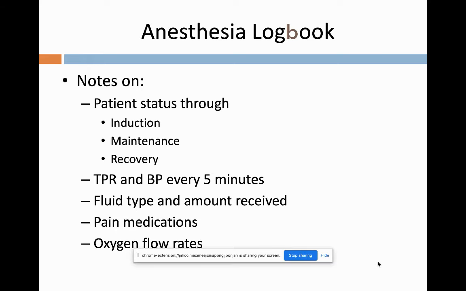And the anesthesia logbook is going to keep information about the temperature, pulse, respiration, blood pressure. Typically, those are taken every 5 minutes. The amount of fluid that's being received, any pain medication, and oxygen flow rate.